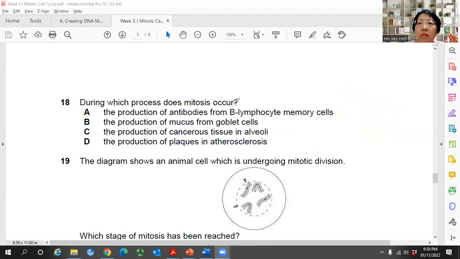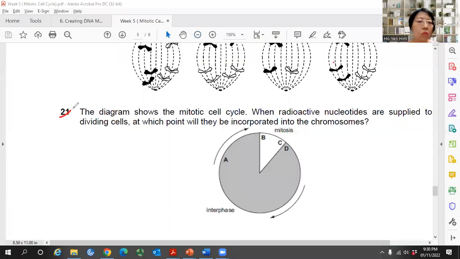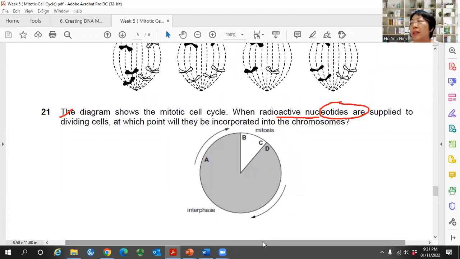What's the next question? We can discuss. 21. So the diagram shows a mitotic cell cycle. When radioactive nucleotides are supplied to the dividing cell, at which point will they be incorporated into the chromosome? Because the nucleotides are radioactive, wherever they go, they will make that location of the cell radioactive, and we can trace that radioactivity using X-ray film. Radioactivity will expose the film, and then that part is exposed for chemical reactions, it becomes dark in color. So that's how we trace it.